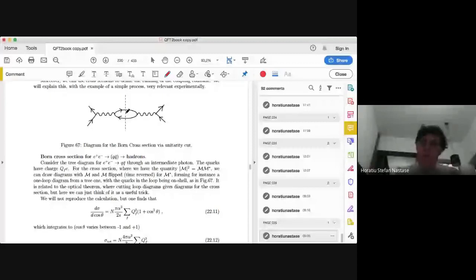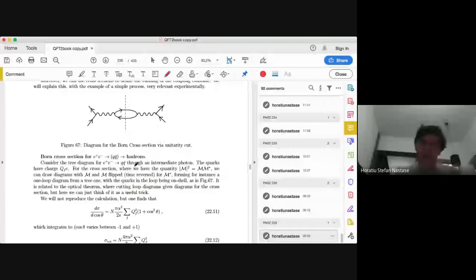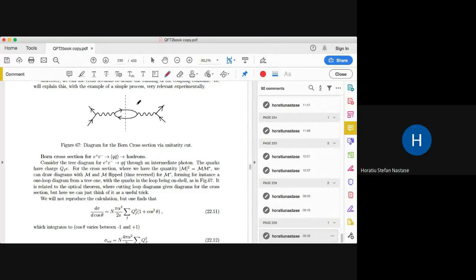put the lines on the mass shell, we make them physical, and that amounts equivalently, through a restriction of the optical theorem, to the total cross section being equal to the discontinuity in the imaginary part.